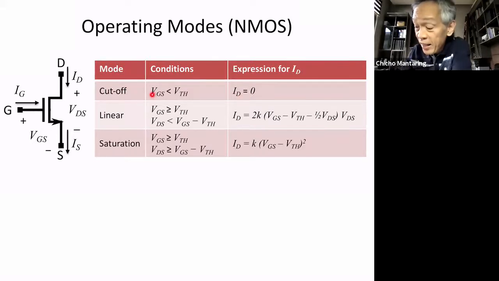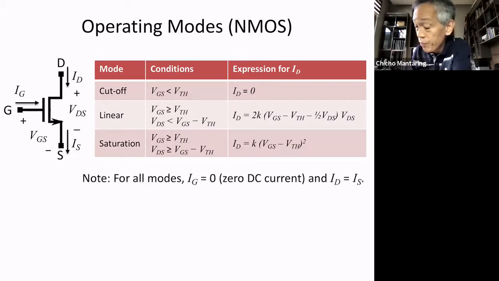So when VGS is less than VTH, I sub D is equal to 0, that's your cut off. And then these are your conditions for linear, and then I already presented this equation. And these are your conditions for saturation, and I already presented this equation. So for all modes, IG is equal to 0. Actually, if IG is equal to 0, ID must equal IS.